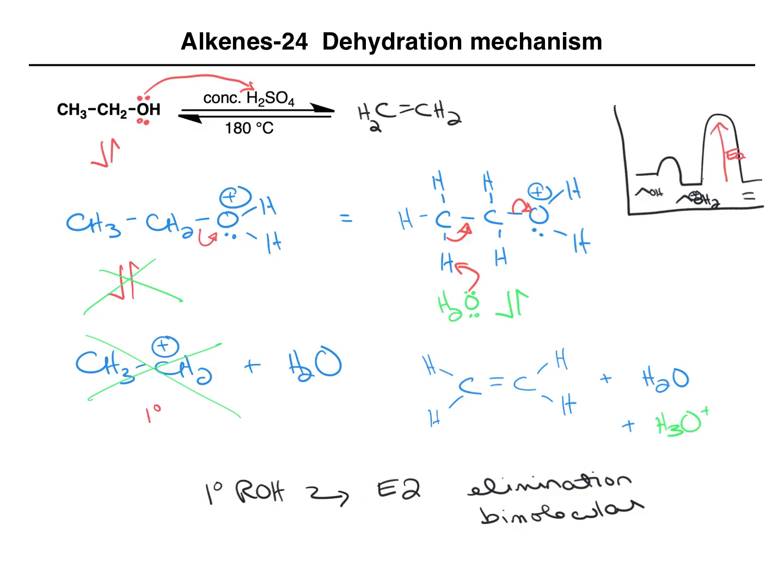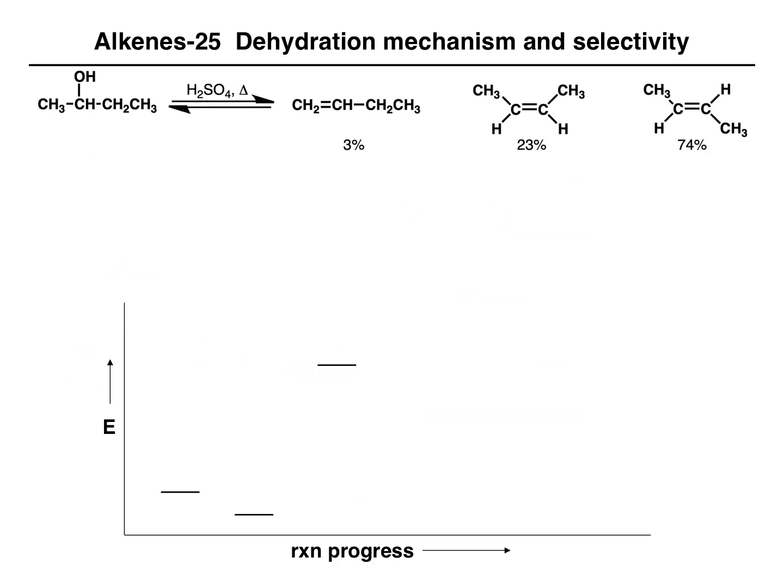So this is the activation energy for step 2, which is the rate determining step. So that is the E2 mechanism for primary alcohols. Now, to make sure the mechanism is consistent with the experimental results, let's look at another example and consider the selectivity, and let's see whether the selectivity is consistent with the proposed mechanism.